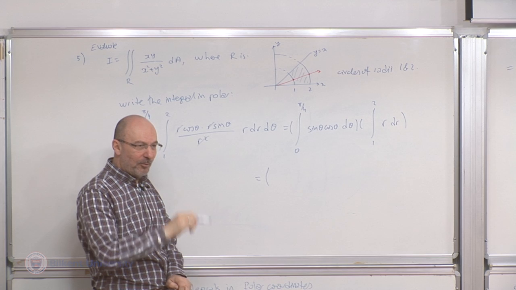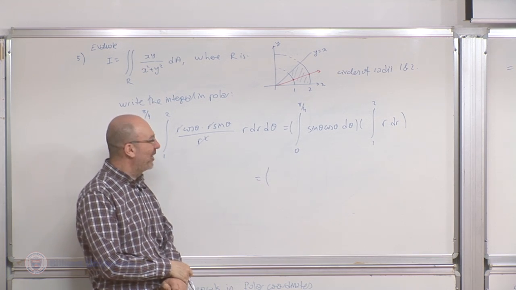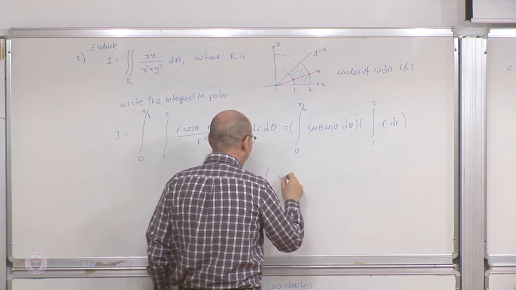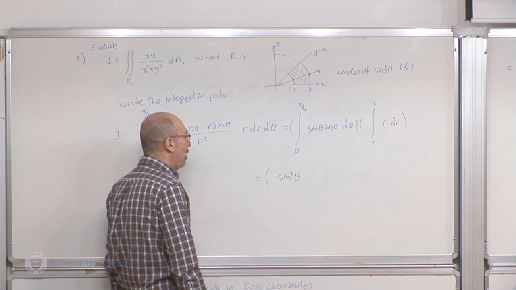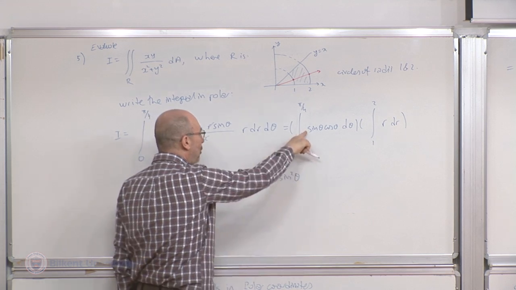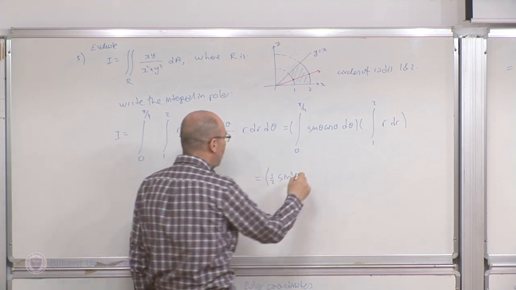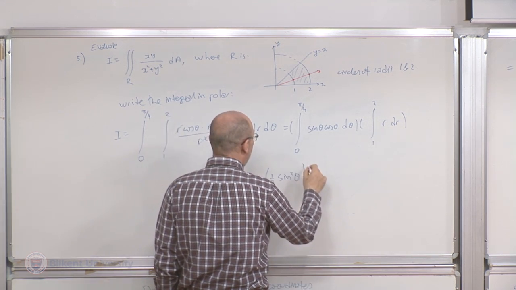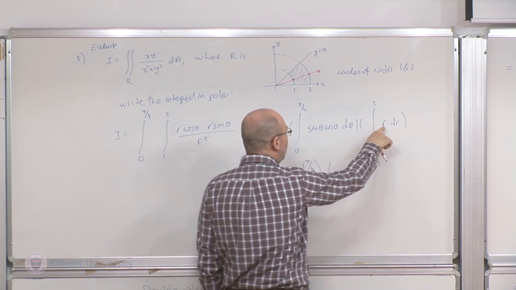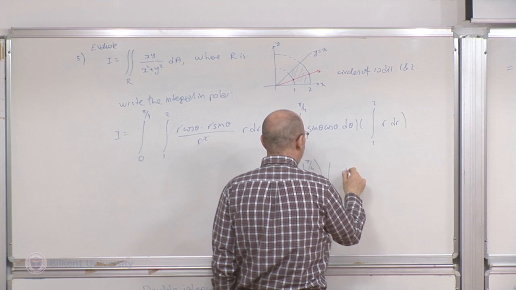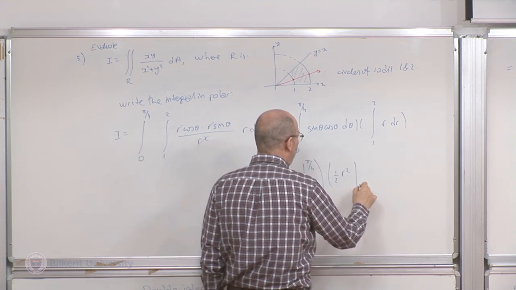Sine squared, let's try. Sine squared theta. If I take the derivative of this, I get 2 sine theta cosine theta. I don't have 2 here, so I'll divide by 2. And this is from 0 to pi over 4. We'll do that later. The antiderivative of this is r squared, and just like here, I have to divide by 2, from 1 to 2.